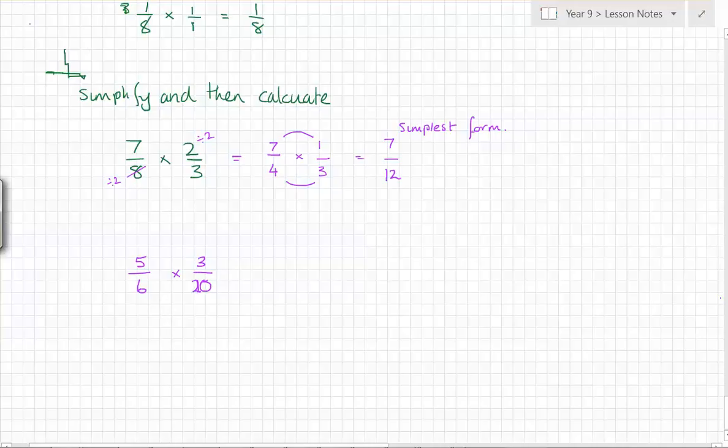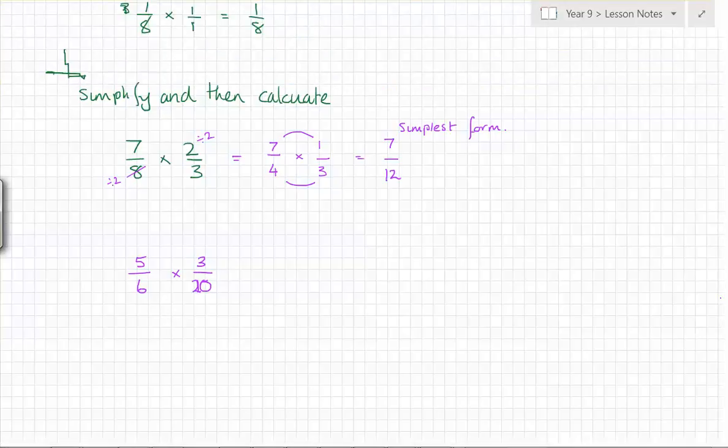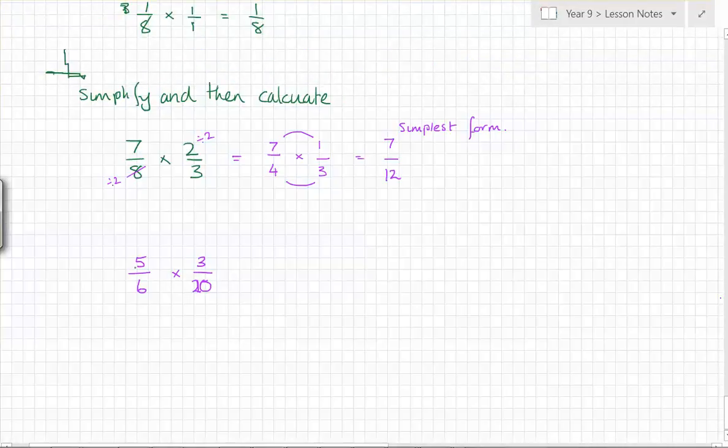That's good. So you divide 5 and 20. What divides into 5 and 20? 5. So you divide it by 5. So 5 divided by 5 is 1. And 20 divided by 5 is 4. Sorry, what's 5 divided by 5? I think it's 1. Yeah, it's 1.